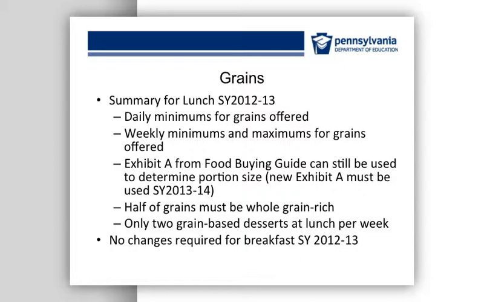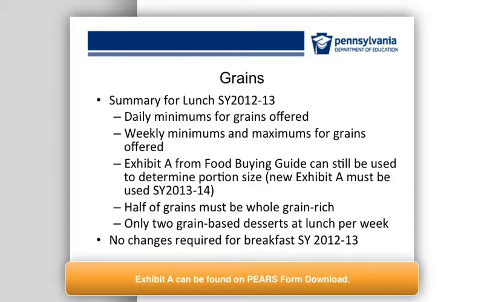To determine portion sizes this year, school year 2012-2013, you can continue to use Exhibit A from the Food Buying Guide. However, effective school year 2013-2014, you will have to use a new Exhibit A. Exhibit A can be found on Pairs Form download.